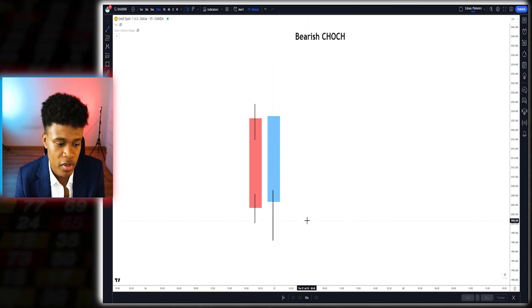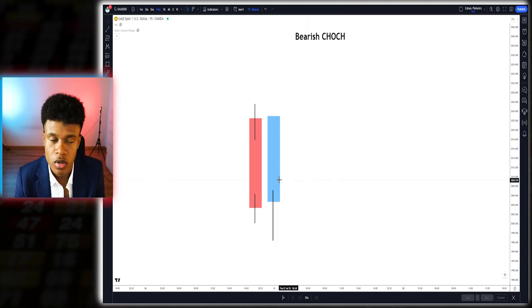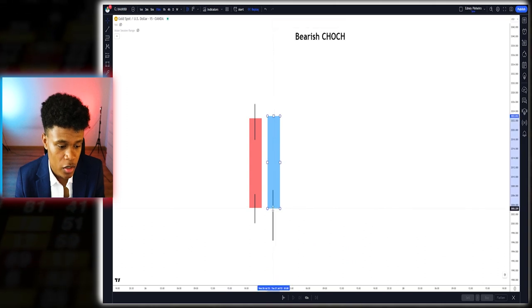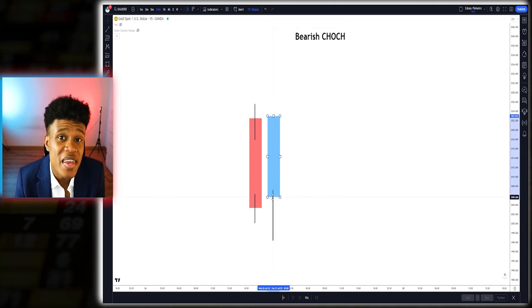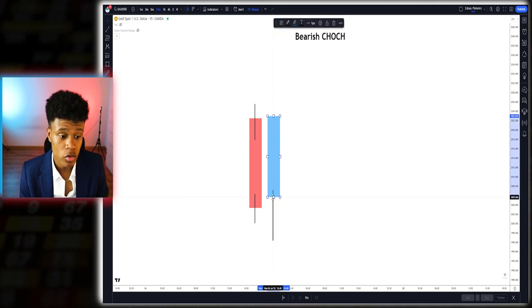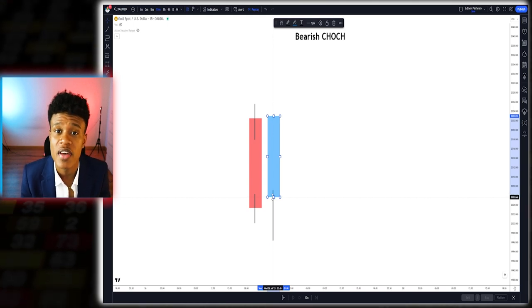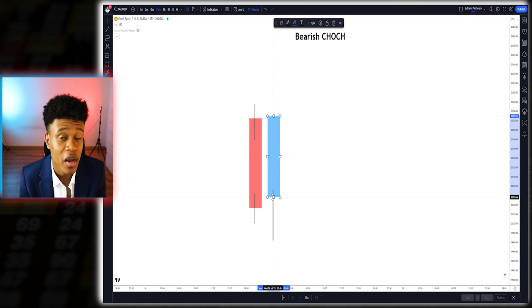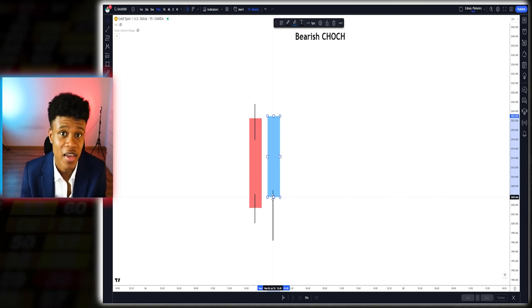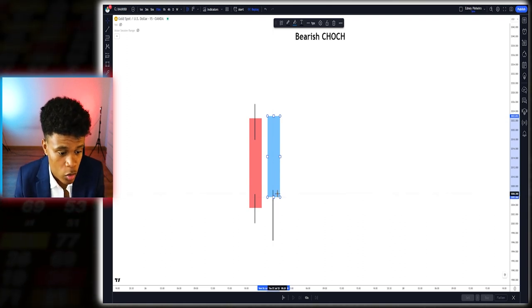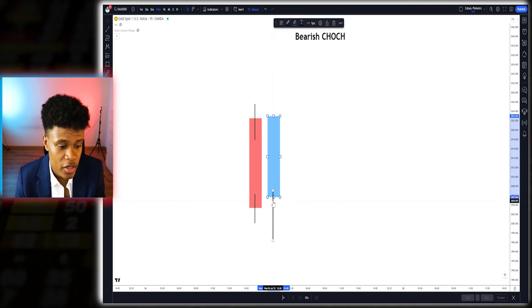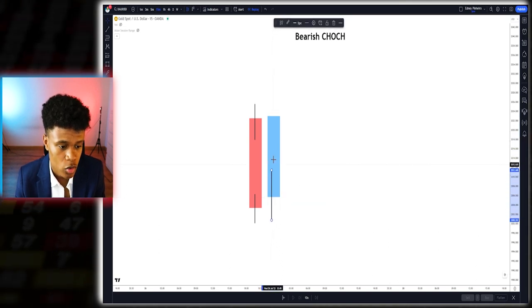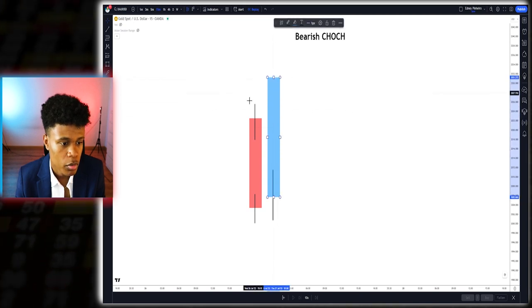If this happens, we don't have a chalk anymore. Why? Because this candle added a new mini value. The type of chalk where we need a new mini value is the bullish chalk, not the bearish. For the bearish, we need a new max value. Okay, so this candle needed to add a new max value, so add more value to the movement.